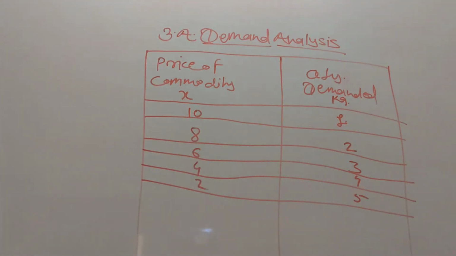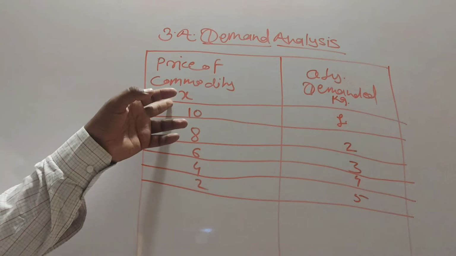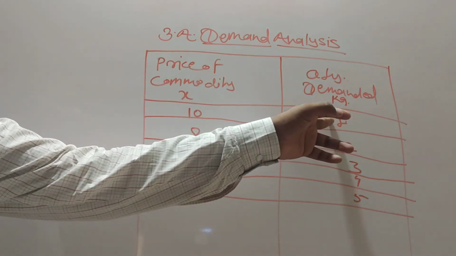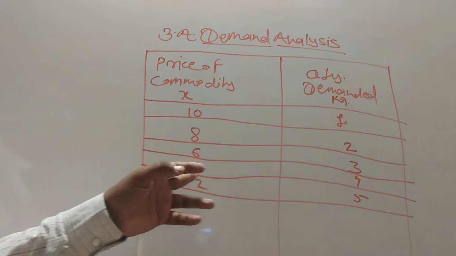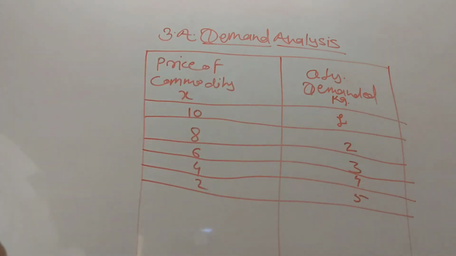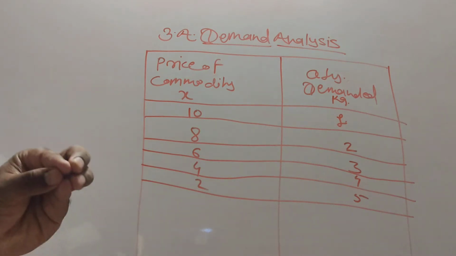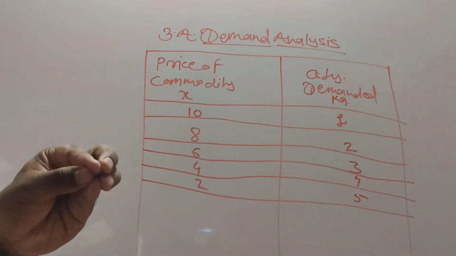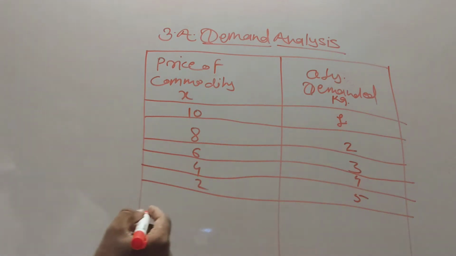Okay, so this schedule, that is an individual demand schedule, shows an inverse relationship between price and quantity demanded of a commodity. When there is a maximum price, a lower quantity is demanded. When there is a lowest price, a larger quantity is demanded by a single consumer. It is a common tendency of the consumer that he or she wants to buy any commodity at the lowest prices, that is, a larger quantity is demanded at lowest prices. So this is the inverse relationship.